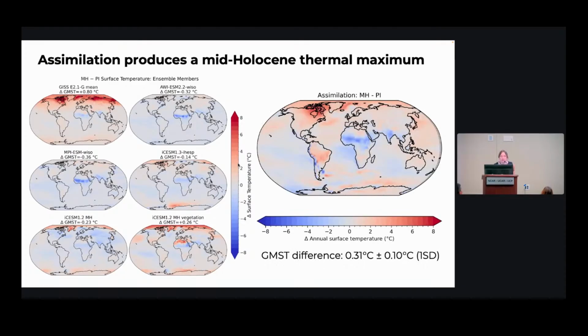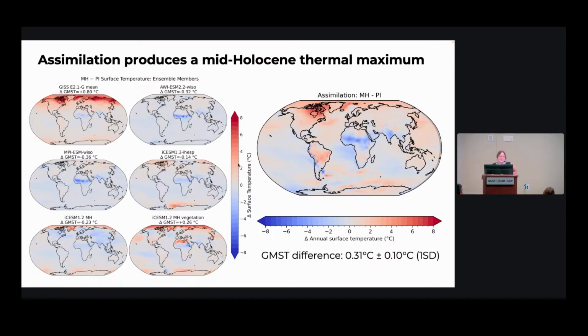So when we look at the assimilation anomaly that this produces, the mid-Holocene to pre-industrial assimilation, we've got a global mean surface temperature anomaly of about 0.3 degrees, so a warmer mid-Holocene than pre-industrial. And we can see particular warming on the Canadian Shield, in the Arctic, and over the Southern Ocean and Antarctica.